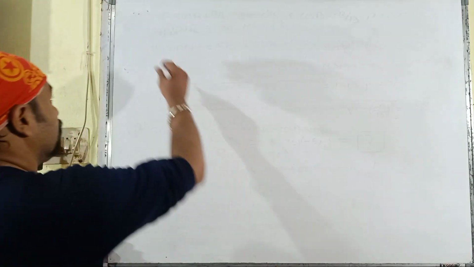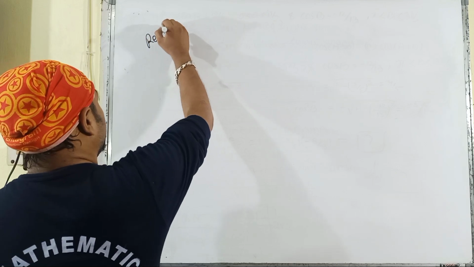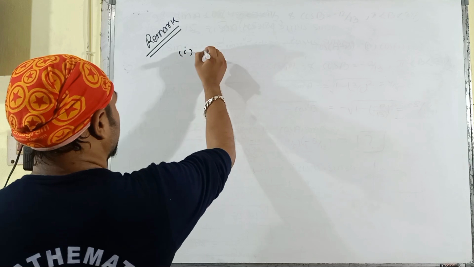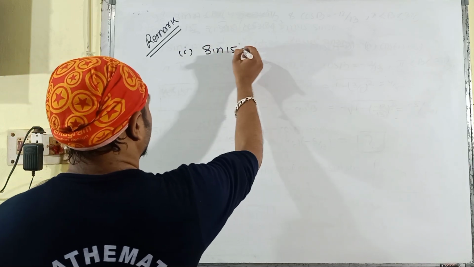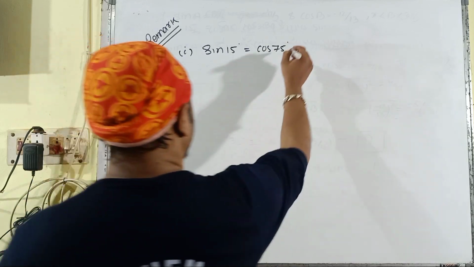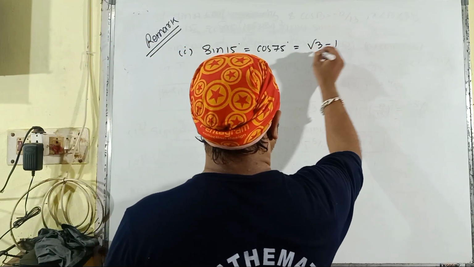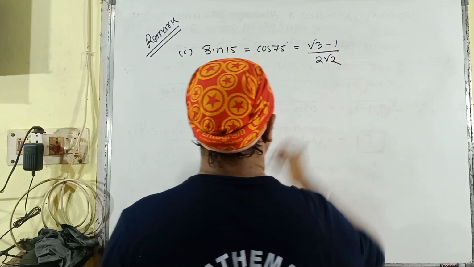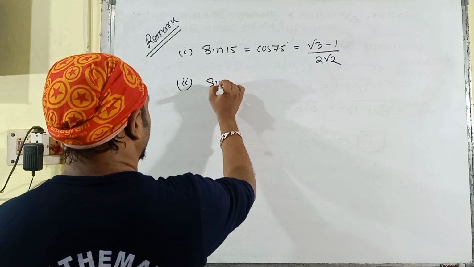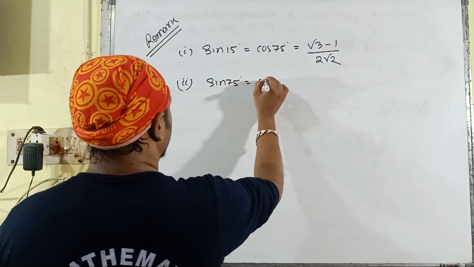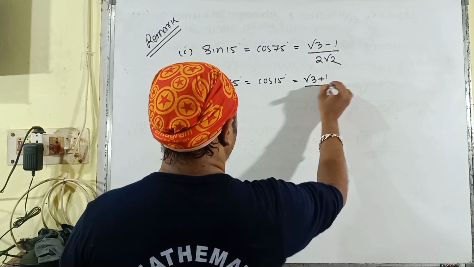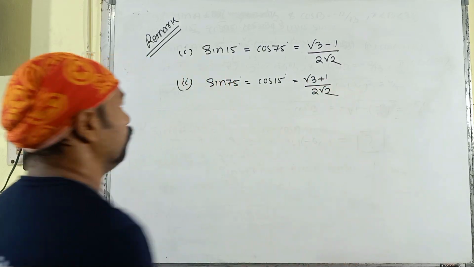So here are some of the remarks from problem number 3. You can see that the value of sin 15 degree is equal to cos 75 degree, and that is equal to root 3 minus 1 divided by 2 root 2. And then the value of sin 75 degree is equal to cos 15 degree, and that is equal to root 3 plus 1 divided by 2 root 2.